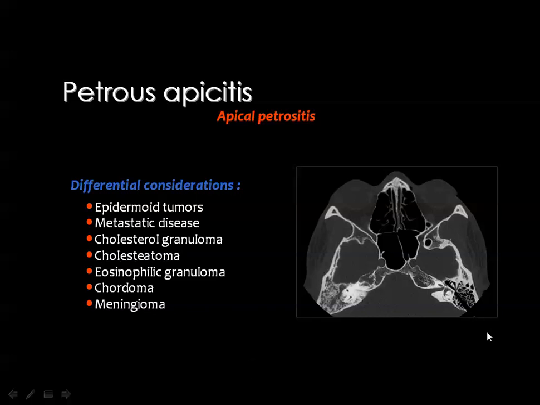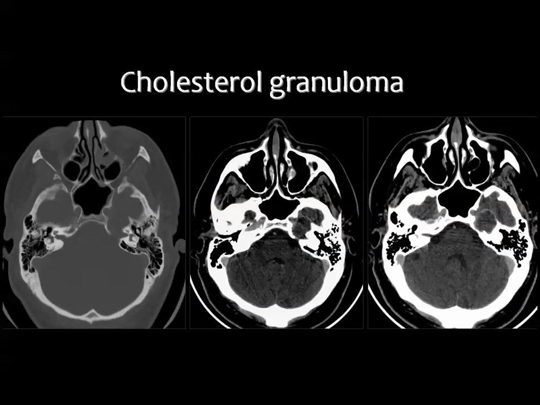Then the differential diagnosis of apical petrositis may include the epidermoids or the cholesterol granuloma, which is frequently seen at this site, but it has a different appearance. Metastatic deposits, which usually need the known history of primary malignancy for accurate diagnosis. Also, the eosinophilic granuloma we have mentioned, it has a specific appearance. Chordoma and meningioma also have specific CT and MRI appearances, which are almost different from this apical petrositis.